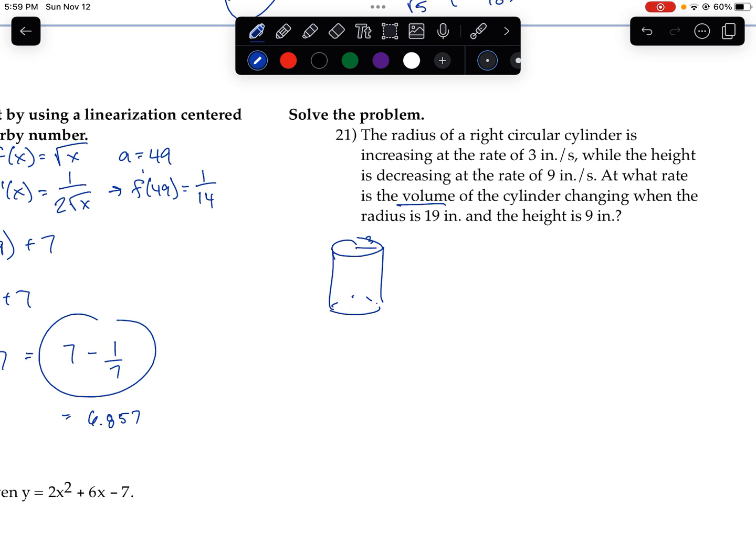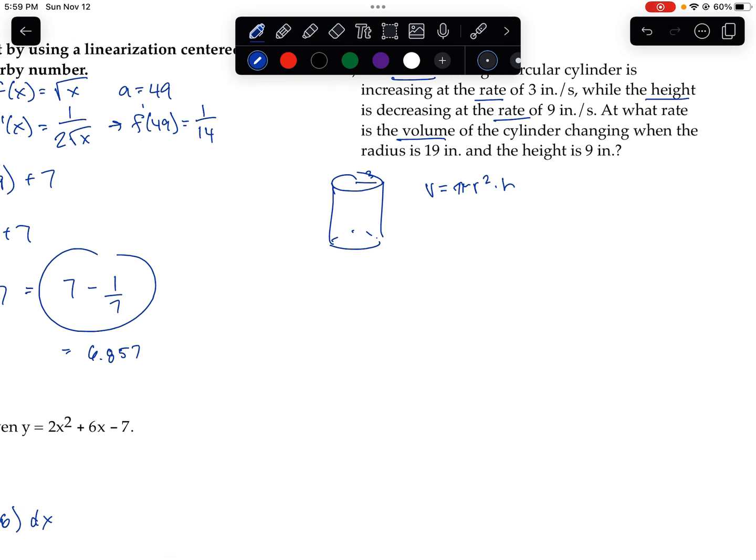The right cylinder. The radius is changing at a rate, and the height has a rate. So we want to relate r, h, and volume. The volume of a cylinder is equal to pi r squared times the height.